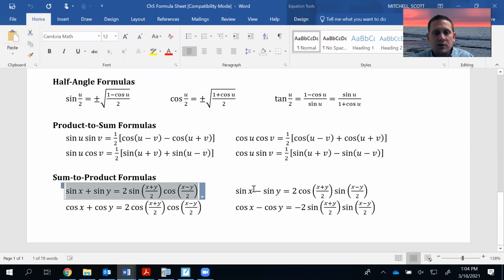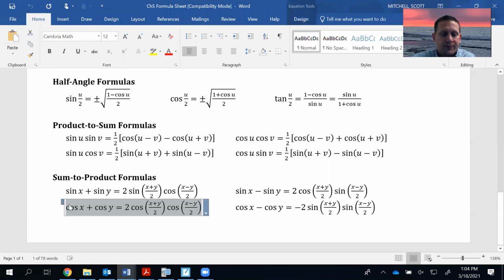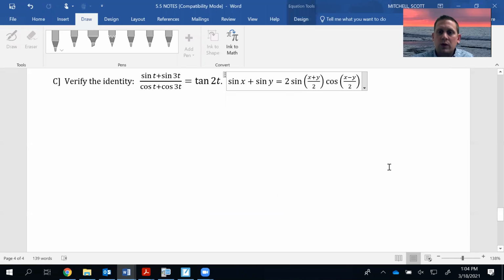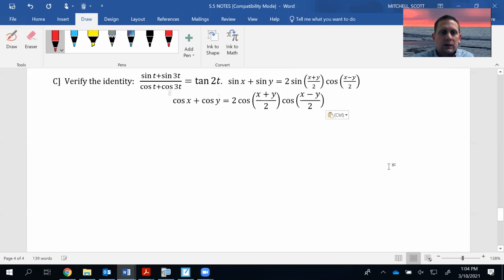So let's go back to our formula sheet. Where's cosine plus cosine? That's this formula. So let's put that on our notes as well. That's going to be the second formula that we really want to use. Again, we're trying to make it equal tangent of 2t, so we have an idea of where we want to get to, but I want to work with the top, and then work with the bottom and see what I can do from there.